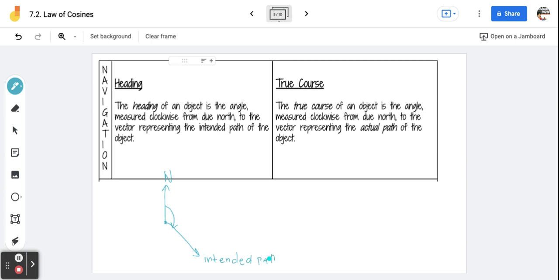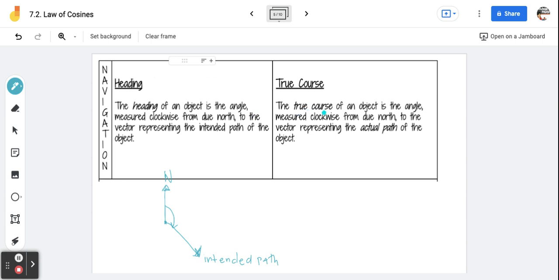Now, why would there be a true course? Why would this not be the true course? Why would they intend to go this way? Why would they not go this way? Well, there are other variables that could act on that plane or on that ship and throw it off of its intended course. For example, wind, current, things like that.